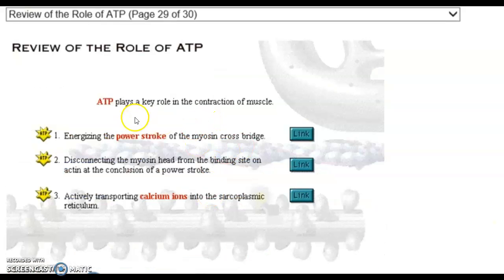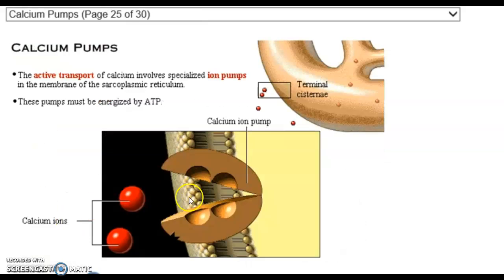Okay, what does ATP do for us? Well, it energizes the myosin bridge so it can spring up and grab the binding site. It's used to disconnect that cross bridge once it has pulled the binding site. And then finally, it's used to transport, because it's active transport, the calcium from the troponin back into the terminal cisternae.